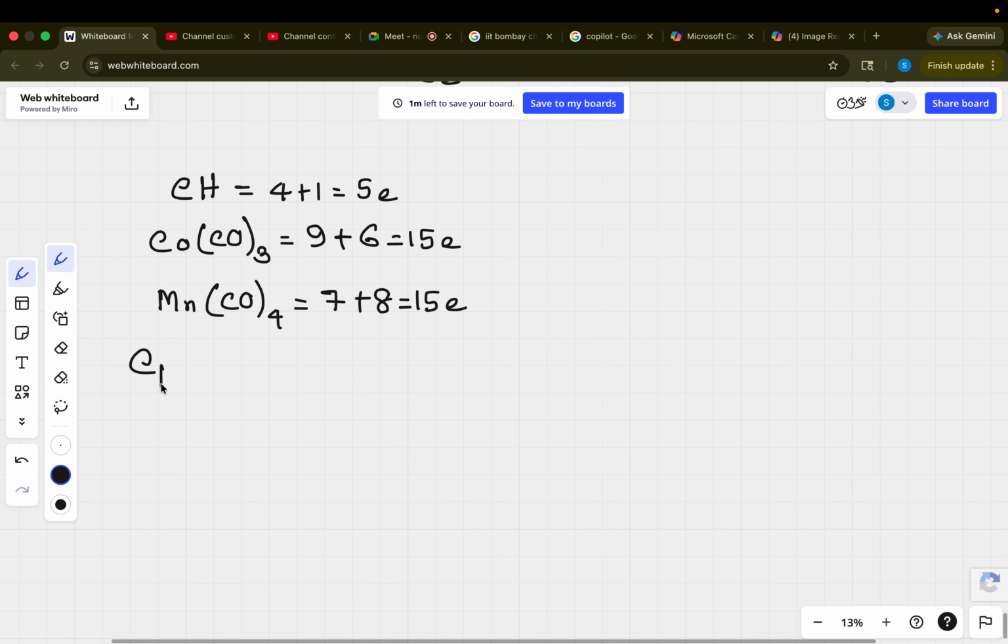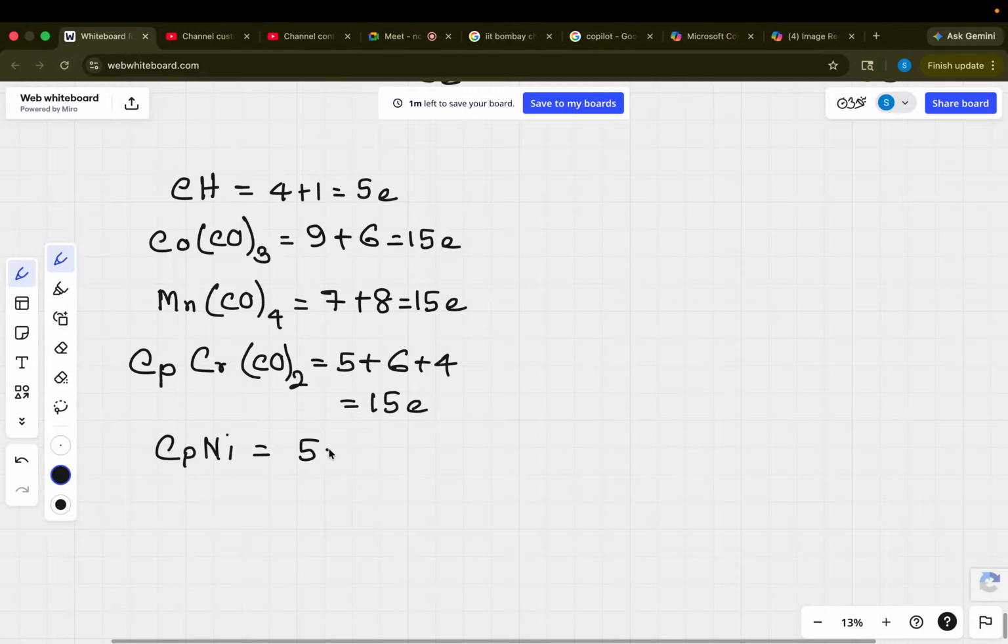Similarly, suppose you have Cp, then chromium, then Co2, that is Cp Cr(CO)2. For cyclopentadienyl it will be 5, for the chromium center it will be 6, and for 2 carbonyls it will be 4. So again it will be 15 electrons. If you have cyclopentadienyl and a nickel center, that means 5 plus 10, which also becomes 15 electrons.